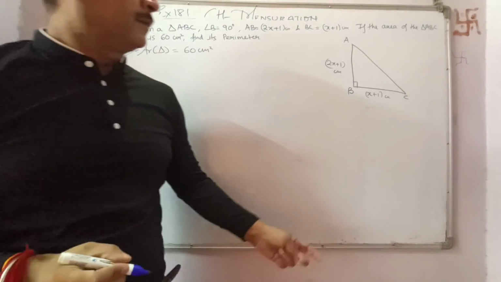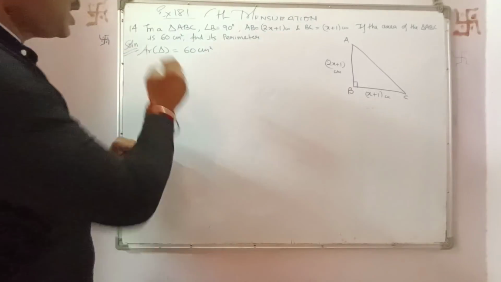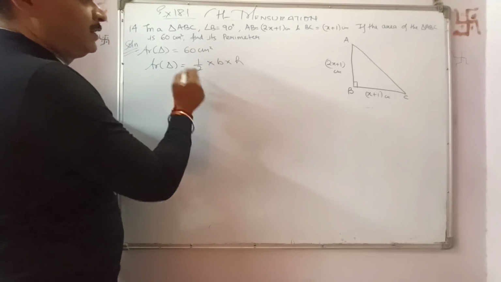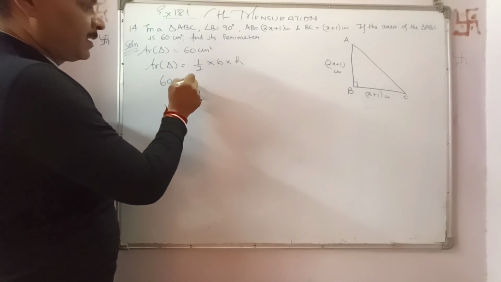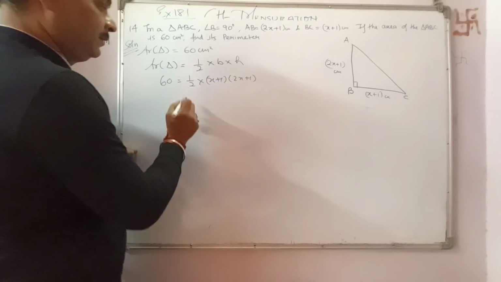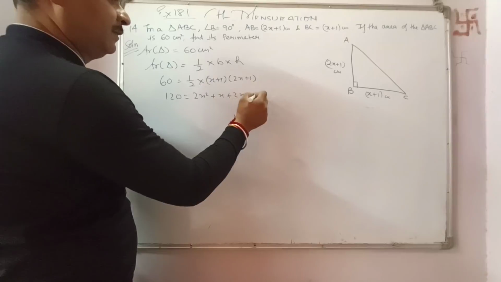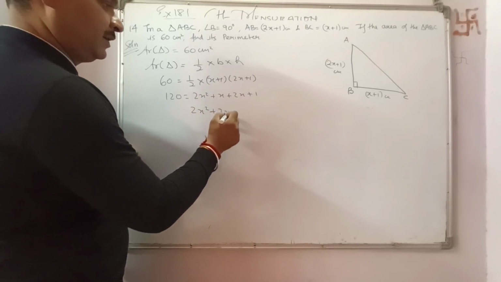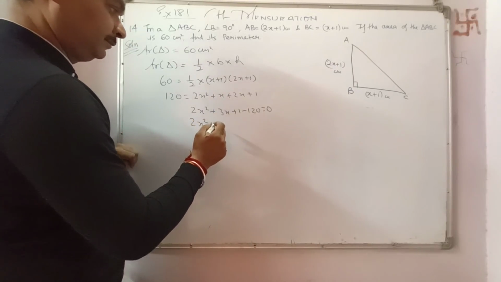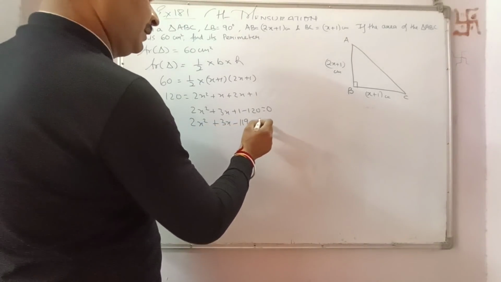Okay, we all know that in a right angle triangle, the arms containing 90 degree are base and height, and we all know that the area of triangle is half base into height. Substituting the values, 60 is half, base is x plus 1 and the height is 2x plus 1. Okay, this is 120. 2x square plus x plus 2x plus 1, or 2x square plus 3x plus 1 minus 120 is equal to 0. So 2x square plus 3x minus 119 is equal to 0.